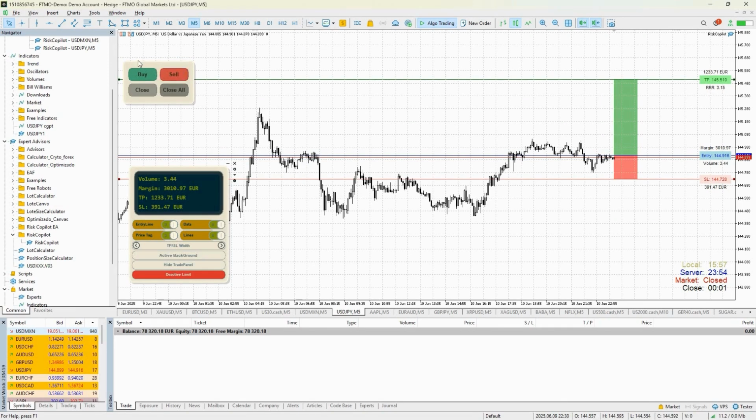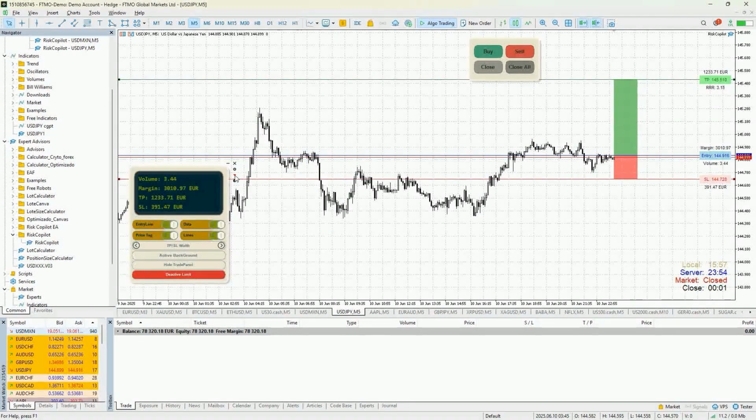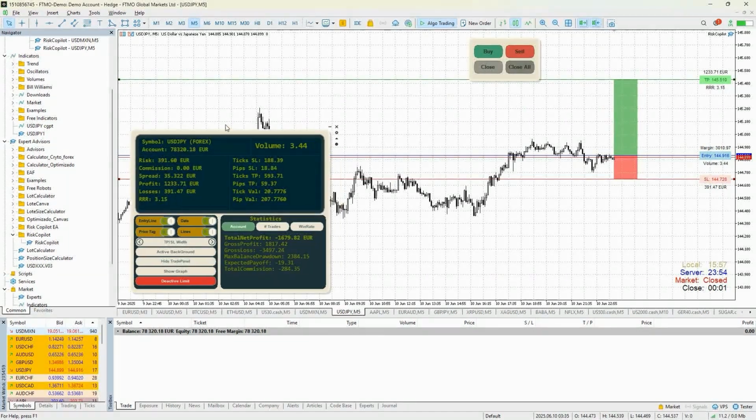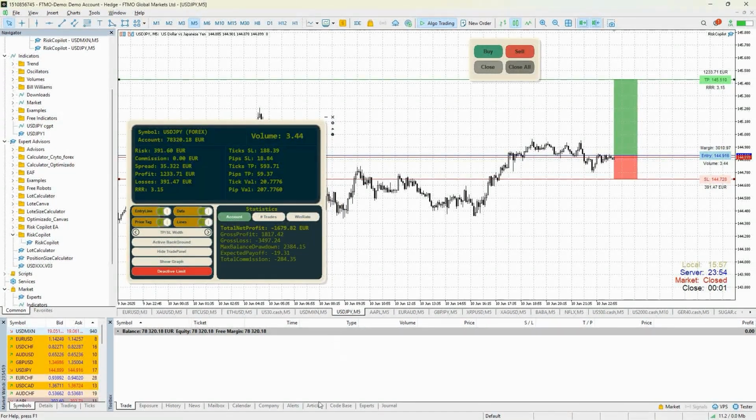Okay, now this would be the compact interface that I like to call it. Let's move this over here, where they won't bother us. Now, if I want to go to the extended function, what is the extended panel? The extended panel shows me many more statistics, many more parameters, many more values.